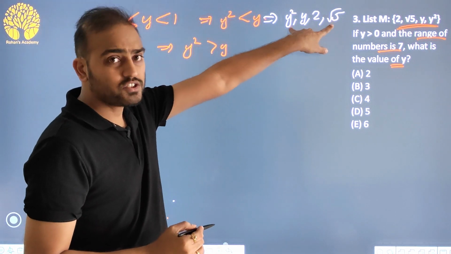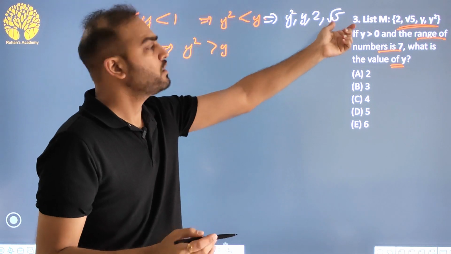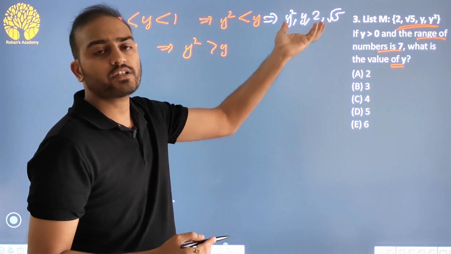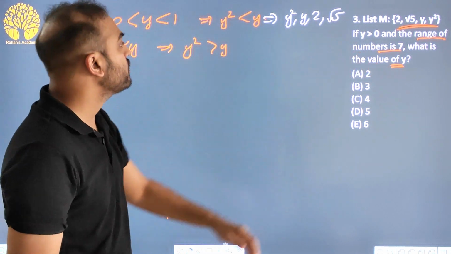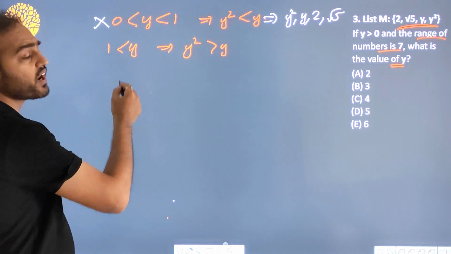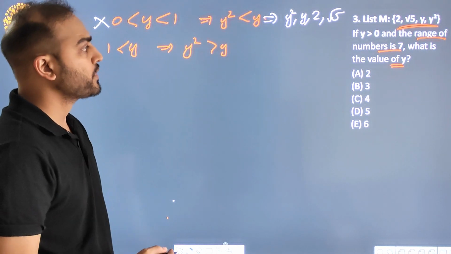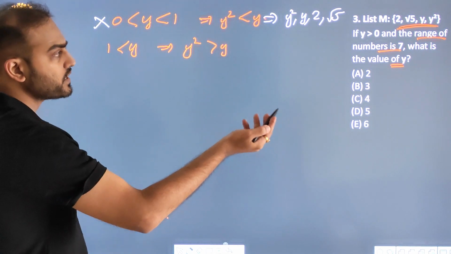But then the range cannot be 7 because root 5 is 2.3 and y square is some fraction. The range cannot be 7, so this scenario is not acceptable, which means we know y is greater than 1. Okay, this is how you solve. Now we know that y is greater than 1.